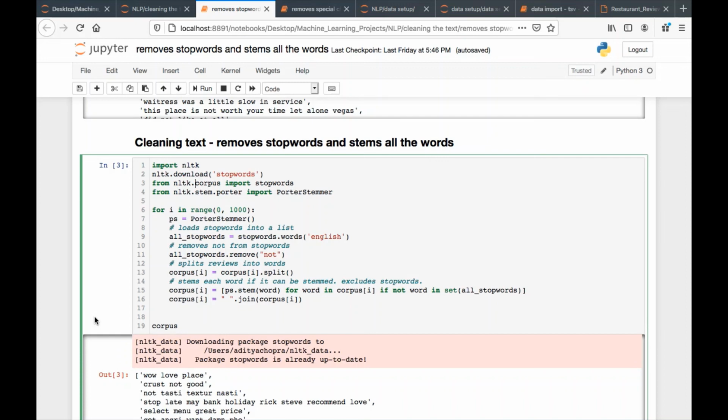In the next video, I will look at the bag of words model, and then in the video after that, we'll start fitting our classification models. So stay tuned for part 2.